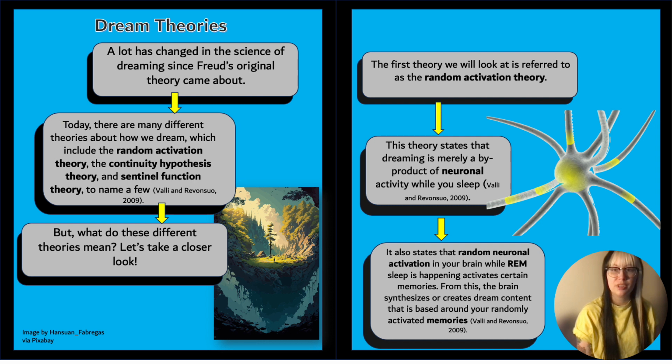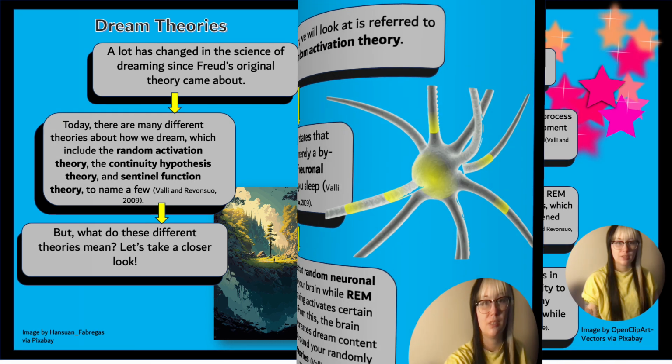The first theory we will look at is referred to as random activation theory. This theory states that dreaming is merely a byproduct of neuronal activity while you sleep. It also states that the random neuronal activation in your brain while REM sleep is happening activates certain memories. From this, the brain synthesizes or creates dream content that is based around your randomly activated memories.